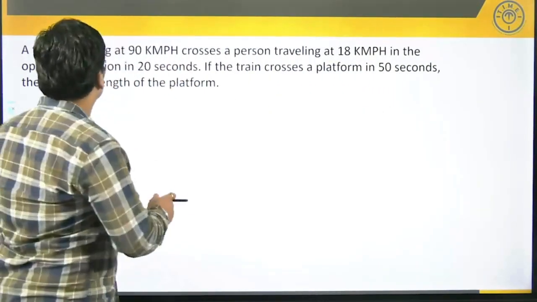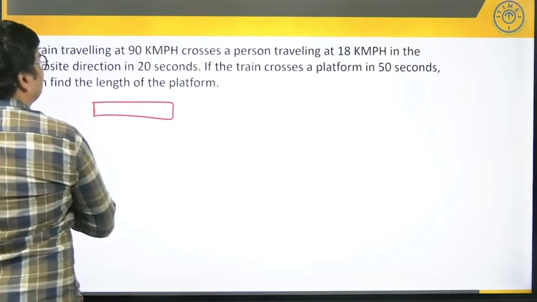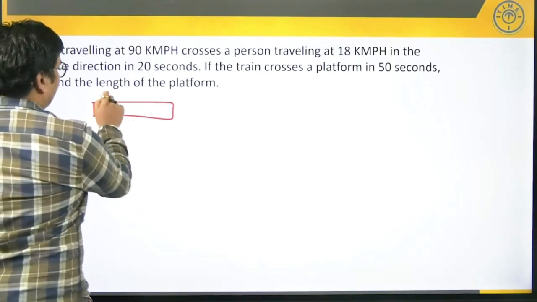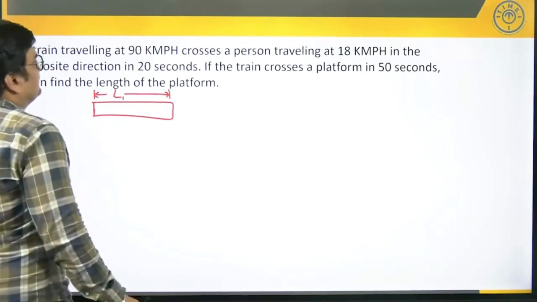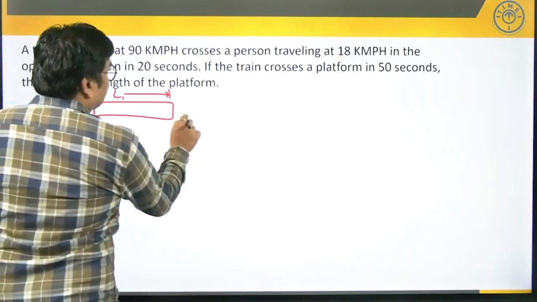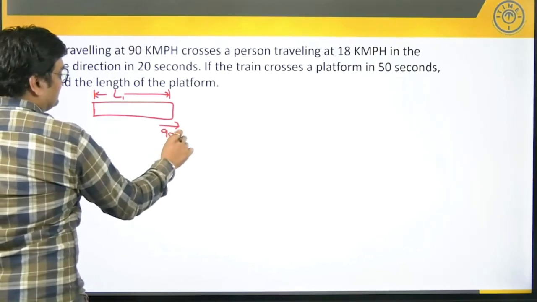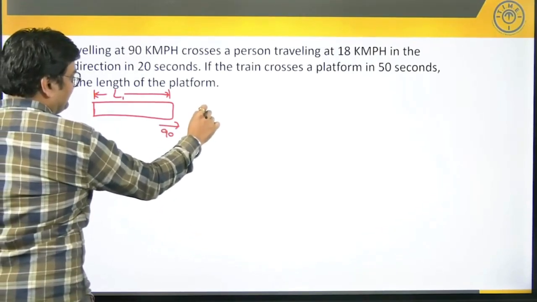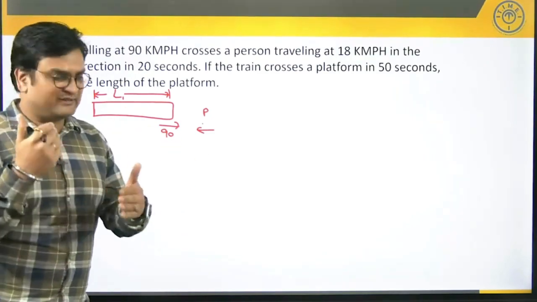Look at this. So the train travels at 90 kilometers per hour. We don't know what the length is, let's say it is L1. It's crossing a person traveling at 18 km/h in the opposite direction. The train is going like this. The person is going opposite. That means the two are moving in opposite directions.